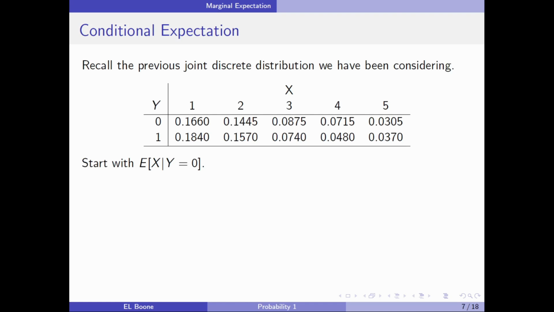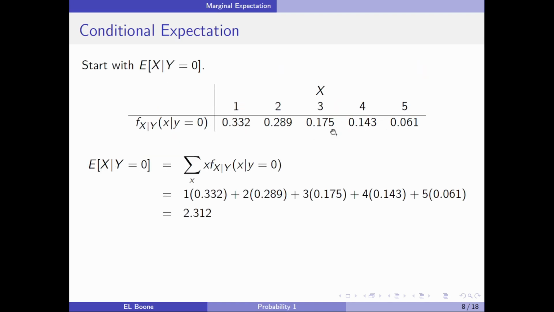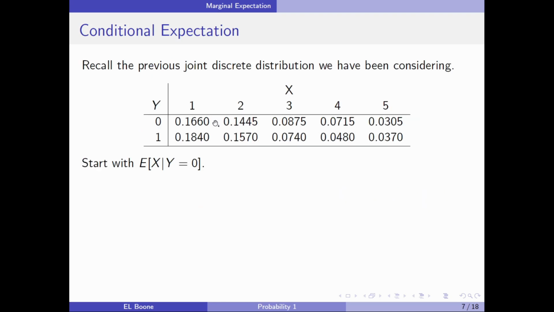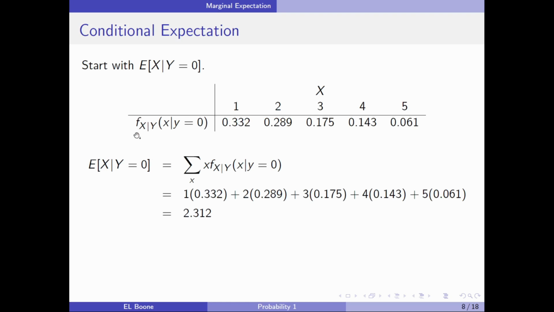All right, so let's go back to our joint distribution that we've been considering. It's a discrete joint distribution. Let's start with the expected value of x when y equals 0. Well, we're just going to be interested in this particular row here. If you went back and looked at that particular row, notice that this number is not the same as this number because I'm using the conditional distribution. So here I'm using the conditional distribution when y is equal to 0. I find the expected value and it comes up to 2.312.